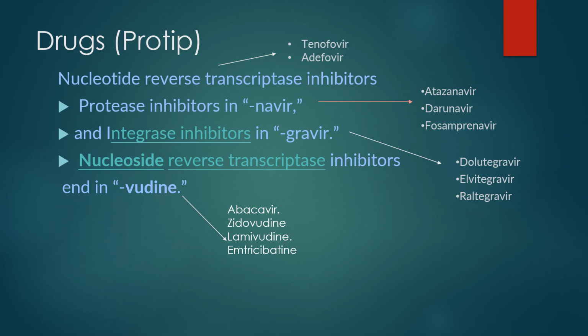The integrase inhibitors, ending in gravir, are dolutegravir, elvitegravir, and raltegravir. And the nucleoside reverse transcriptase inhibitors are like abacavir, zidovudine, lamivudine, and emtricitabine. So these drugs are very confusing, so you should learn this.